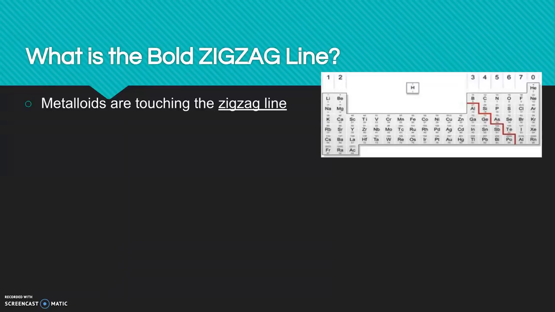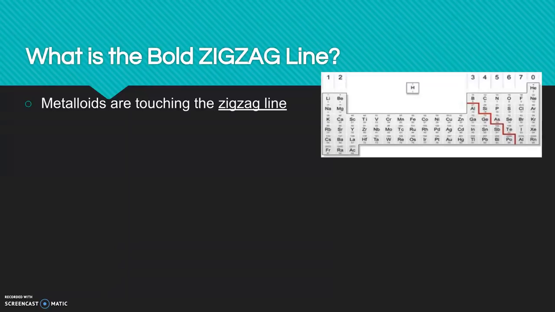So if you look at the screen, the line starts between boron and aluminum. And then it goes down beside aluminum between silicon and germanium, which is Si and Ge. And then down between Ge and As, which is arsenic. And then it just keeps going across to create like a nice staircase or zigzag line.